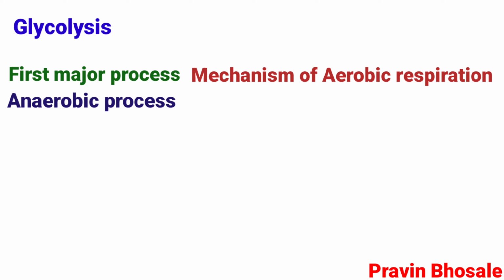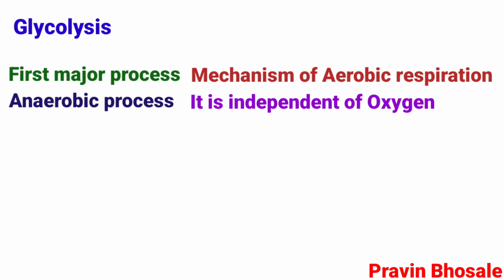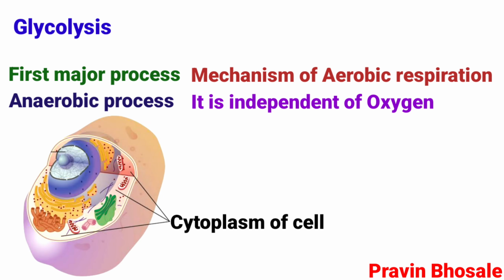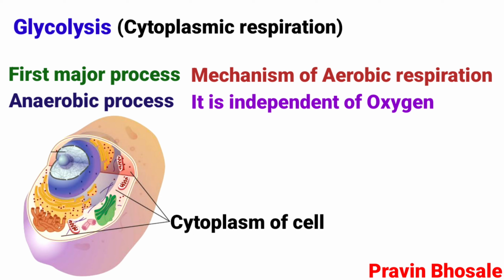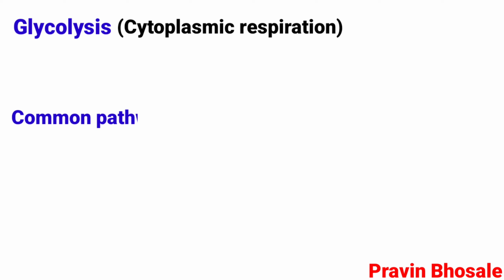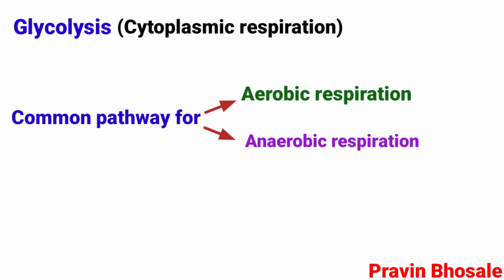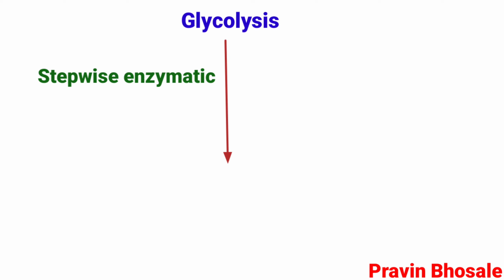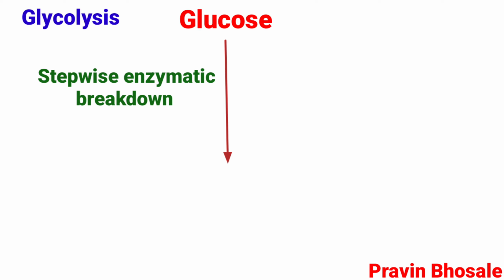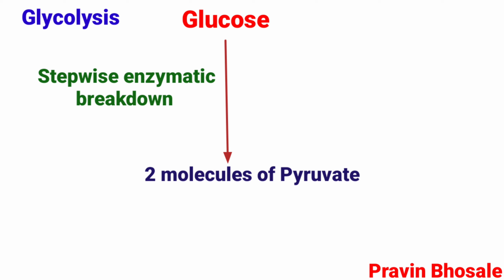It is an anaerobic process since it is independent of oxygen. It takes place in the cytoplasm, hence also called cytoplasmic respiration. It is a common pathway for aerobic as well as anaerobic respiration. Glycolysis is defined as the stepwise enzymatic breakdown of the hexose sugar glucose into two molecules of pyruvate in the cytoplasm.